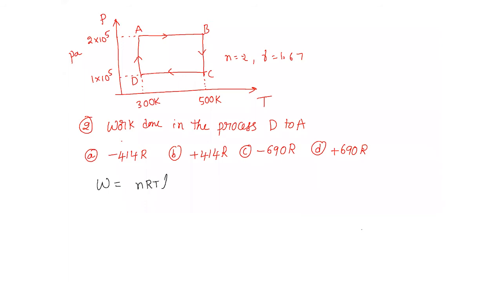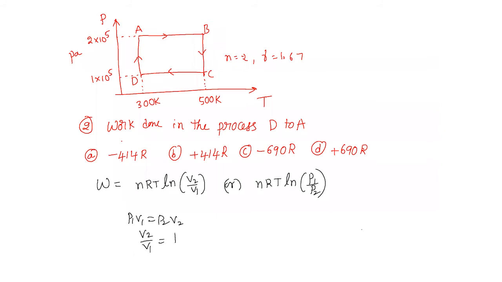Work done in isothermal process is nRT ln, that is log to the base e, V2 by V1, or nRT ln P1 by P2. There are two formulae because in isothermal process P1 V1 is equal to P2 V2. So if you want to replace V2 by V1, then you substitute P1 by P2. This is a very, very important derivation in the PU first year. At least the end results of derivations you should remember.